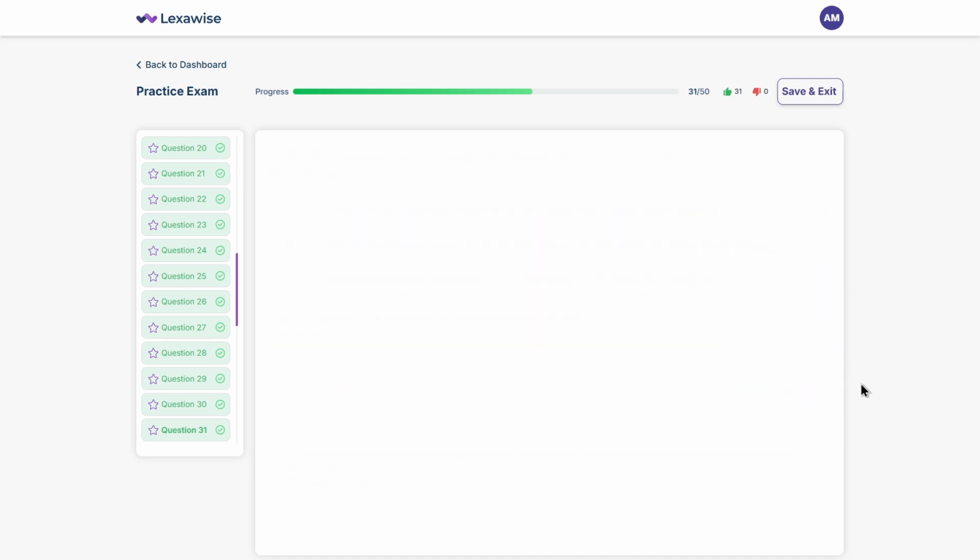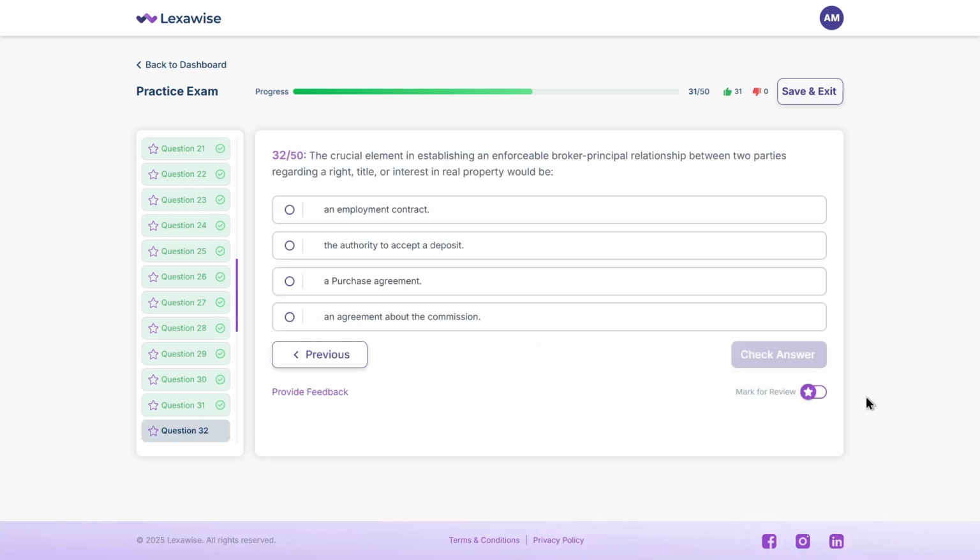Here's another. The crucial element in establishing an enforceable broker-principal relationship between two parties regarding a right, title, or interest in real property would be A. An employment contract. B. The authority to accept a deposit. C. A purchase agreement. D. An agreement about the commission. Think it over carefully.